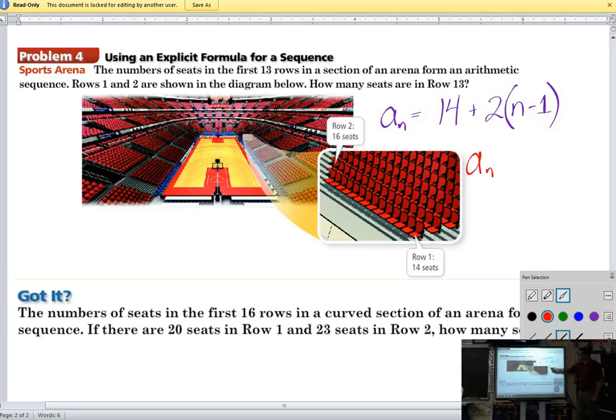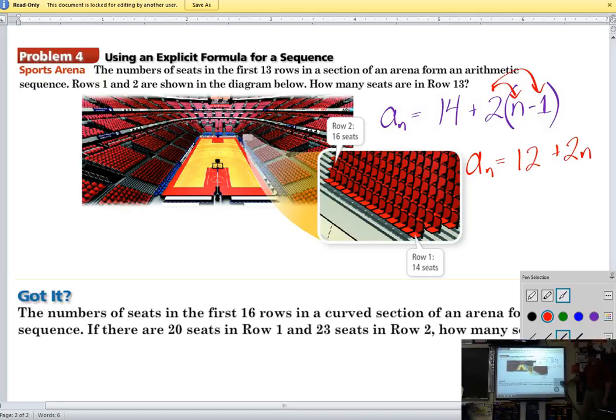Start, instead of at row 1, start at row 0. If you went one more row less than row 1, how many seats would that have? 12. And if you had distributed this and combined your like terms, so that's easier. You can get there from here, but you can really think of what would a sub 0 be, the term before my start, and then add your difference and amount of times.